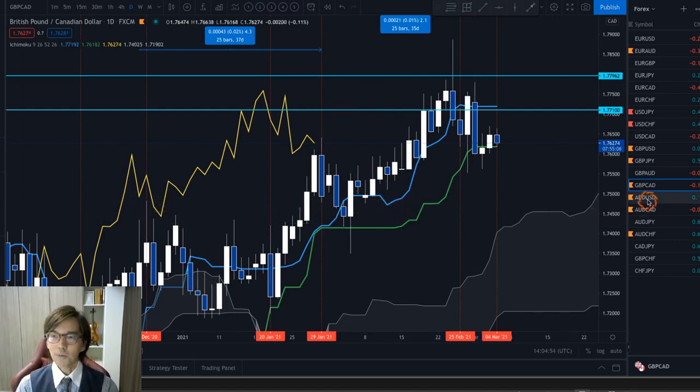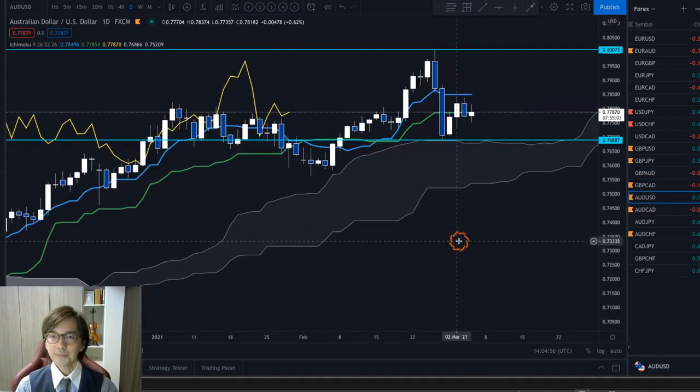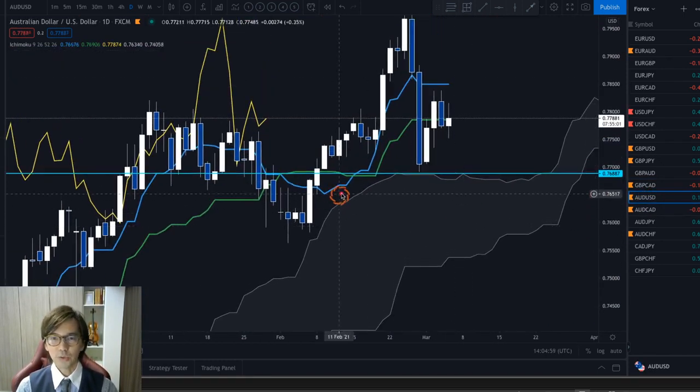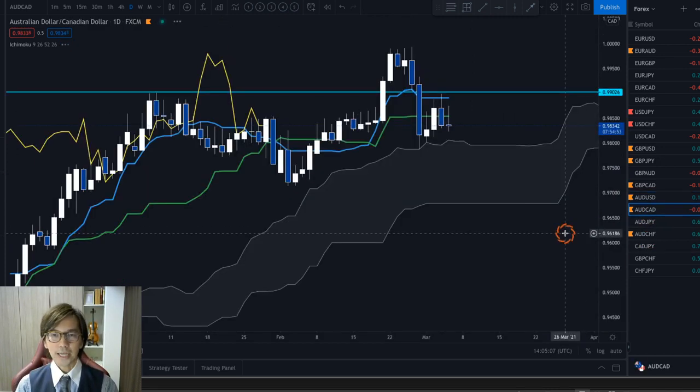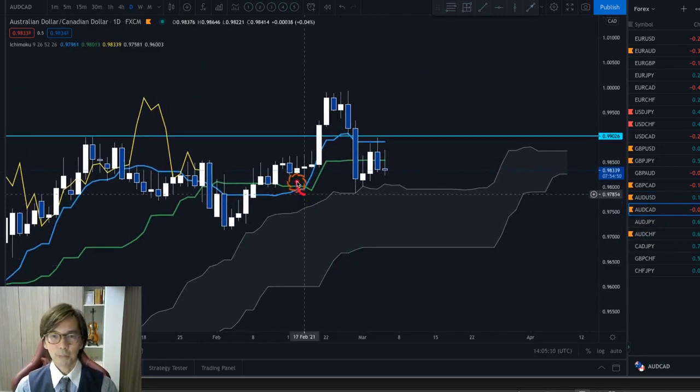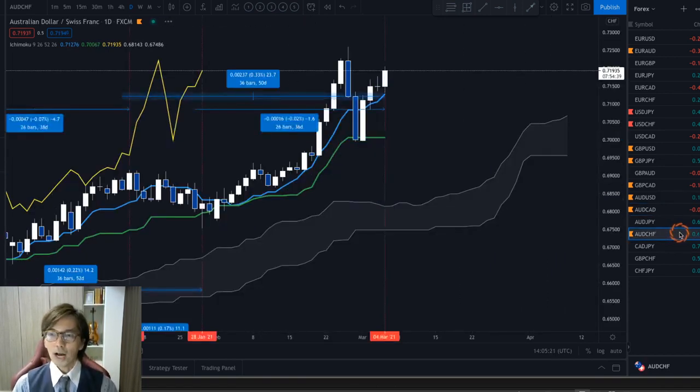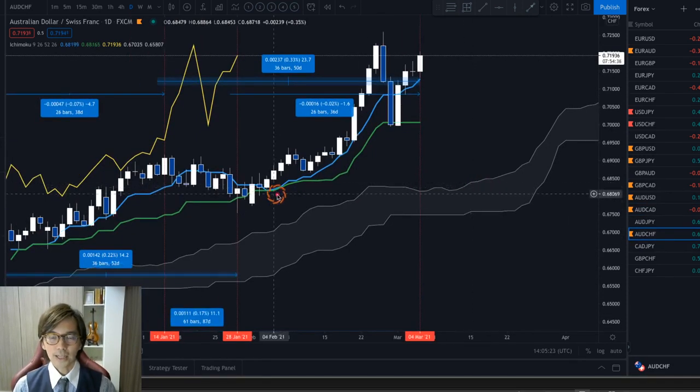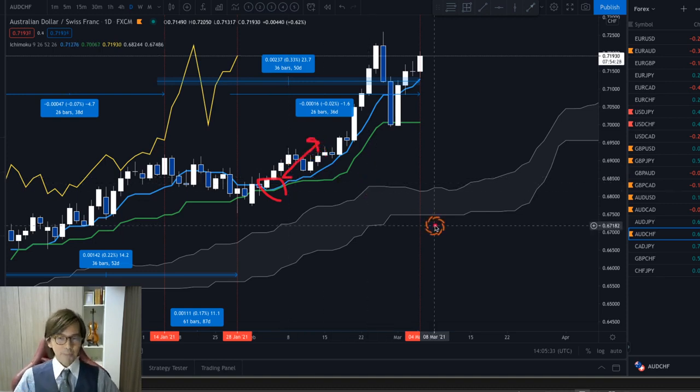And another example would be AUD USD. We had the gold cross above the Kumo also, then the market went upwards afterwards. And another example would be AUD CAD. We had the Tenkan Kijun gold cross above the Kumo, and the market kept going up this way. So this is another example on the daily chart. And also AUD CHF, we had the gold cross also above the Kumo, and the market kept going up this way. And we can find many examples like this.